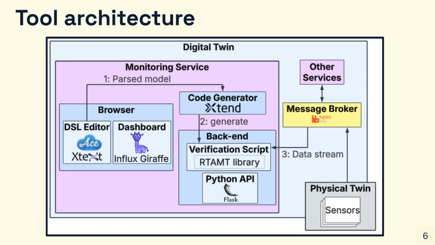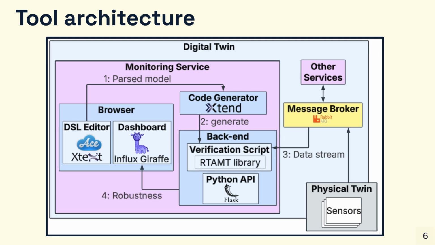This script is then executed and starts listening to messages from RabbitMQ. Every time a signal is published, all the specifications that depend on it are evaluated. The output of an evaluation is a robustness score, which is a number that describes how close the requirement is to failing if it's positive, or how severe the failure is if it's negative. Robustness scores are sent back to the front-end via a server-sent events channel to update the graphs.